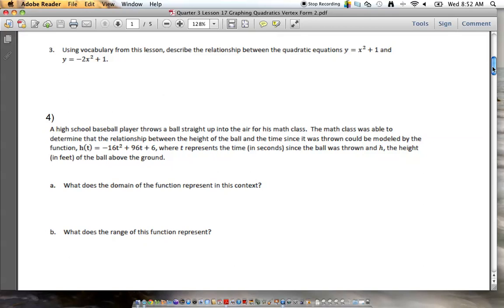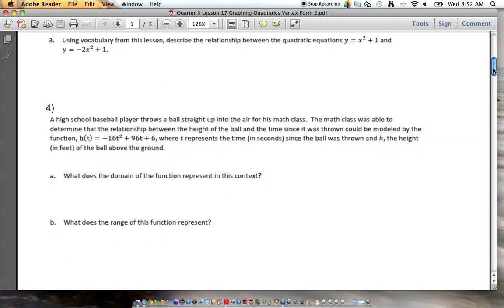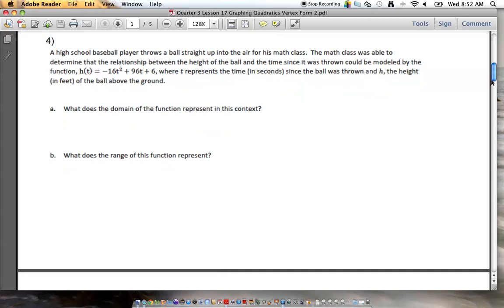Okay, now, so we got the ball player who throws the ball in the air for math class. He's a schizophrenic ball player. The math class was able to determine the relationship between the height of the ball and the time since it was thrown could be modeled by, where T represents the time since the ball was thrown, H the height above ground. Now, it's funny to me because I believe it was Francesca and a couple of her friends.